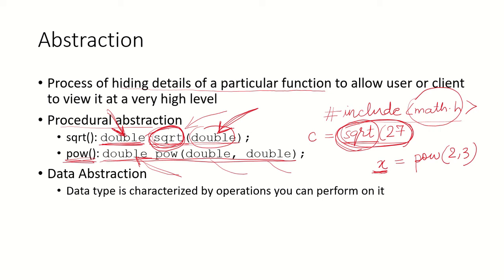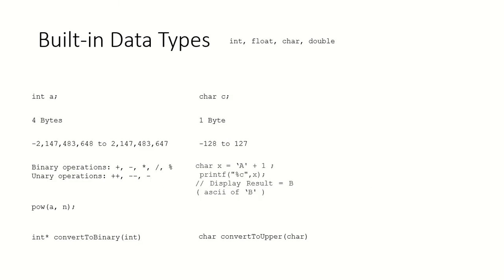So this is an example of procedural abstraction. What we are going to do is study data abstraction, how data abstraction can be applied to data types. We are going to look into more detail in this lecture. We know that there are certain built-in data types like int, float, character, double. We know that these are available as inbuilt data types in the programming language.